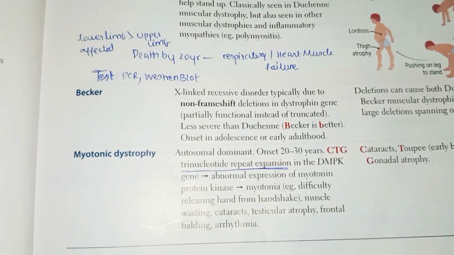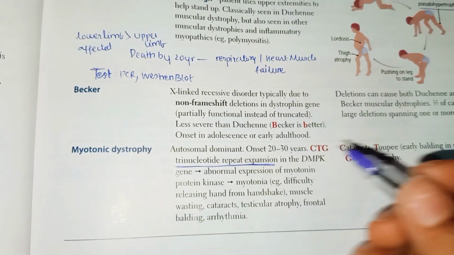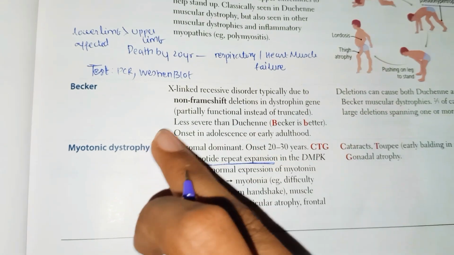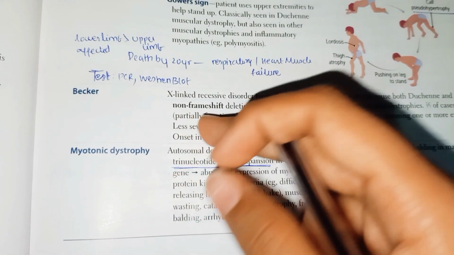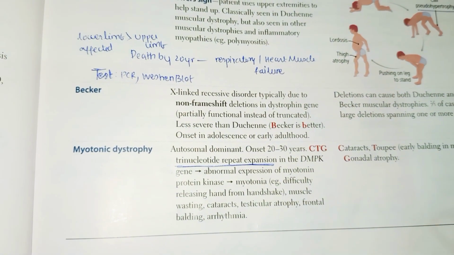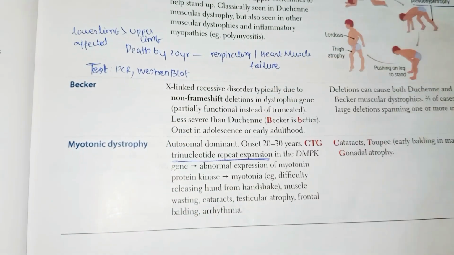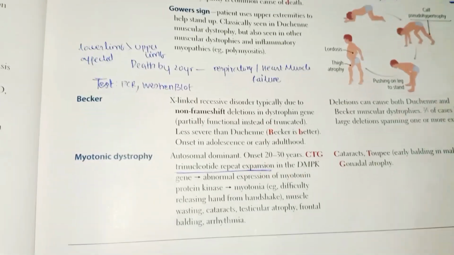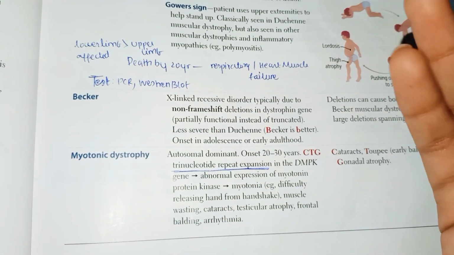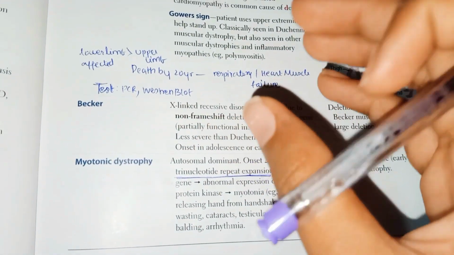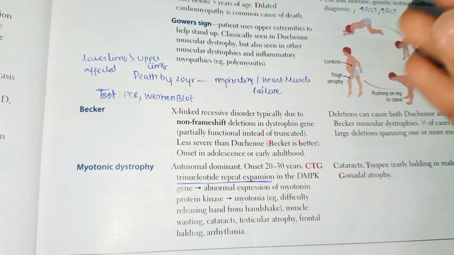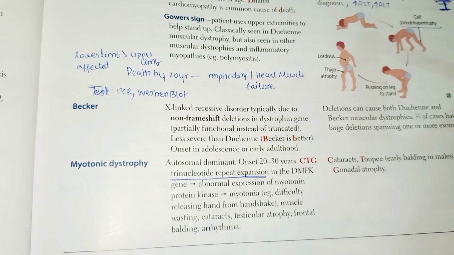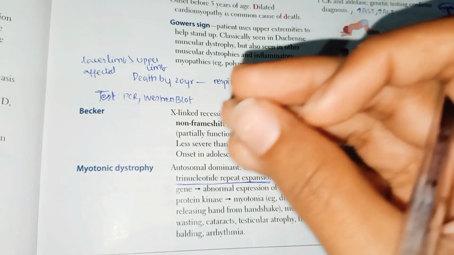Now coming to Becker. Becker is better. This is a mnemonic actually. Why is it better? Because this is a non-frameshift mutation, that is, maybe a single amino acid will be changed here, but not the whole strand of the DNA, because in frameshift most of the strand is deleted. Here only a single amino acid is affected, so it is not as severe as Duchenne. But here also the same thing, the dystrophin gene is deleted, but not a large deletion. So that's why it's better.